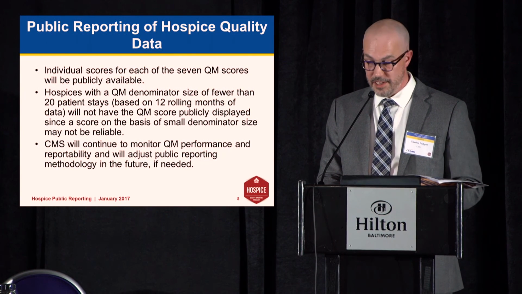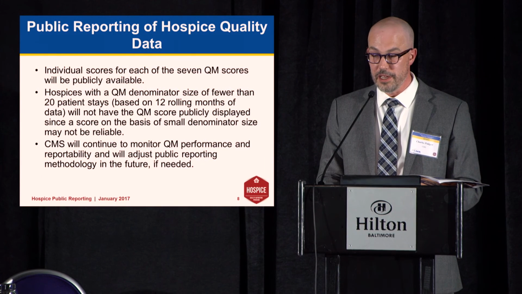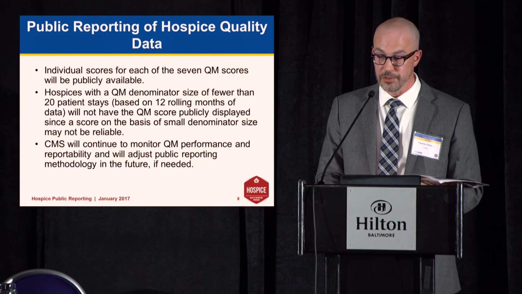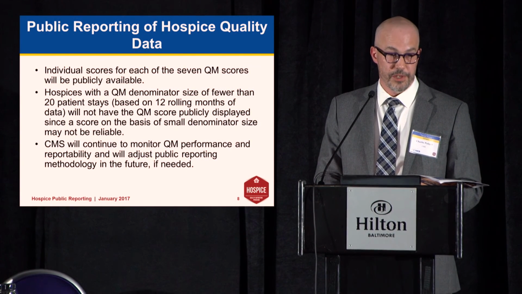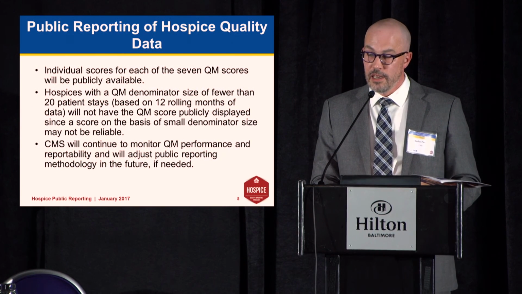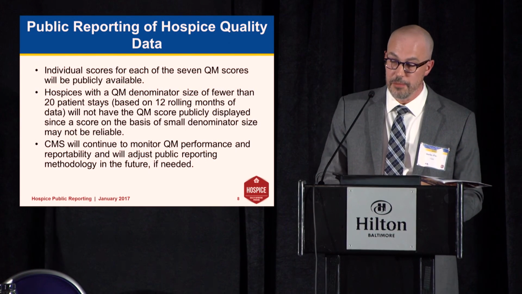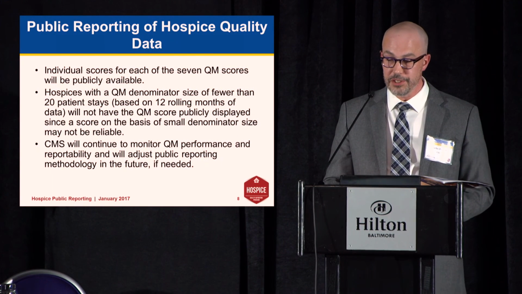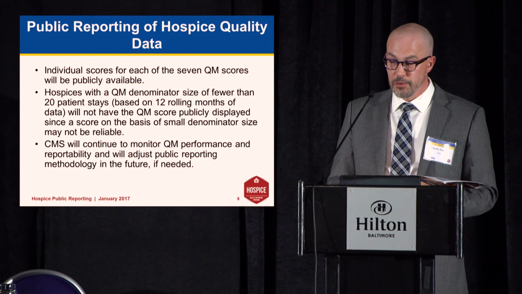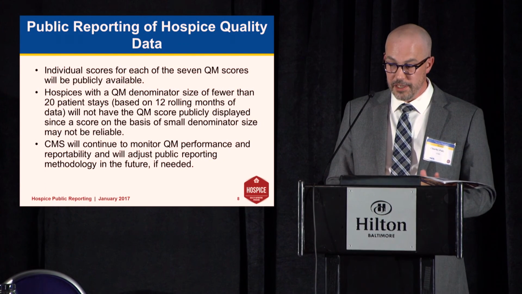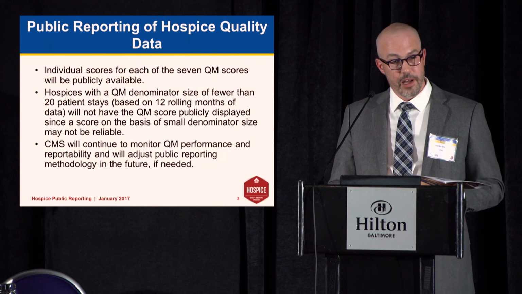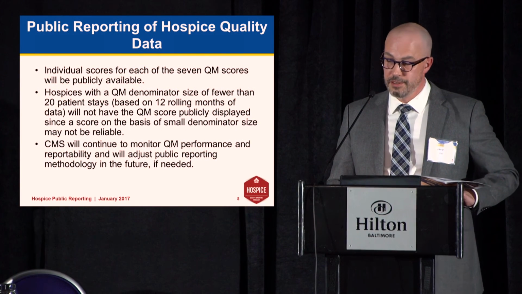Once the data goes up, we will be displaying individual scores for each of the 7 quality measure scores, and they will be displayed for each hospice as well as a national mean. Hospices with a quality measure denominator size of fewer than 20 patient stays, which is based on 12 rolling months of data, will not have the quality measure score publicly displayed because it may not be reliable based on the small denominator size.